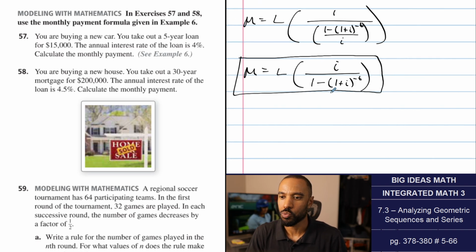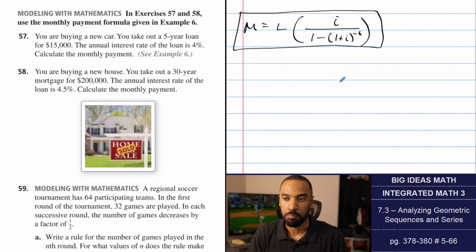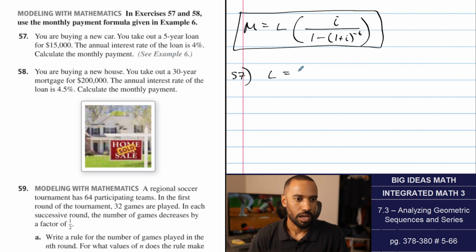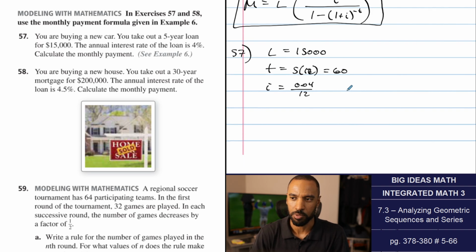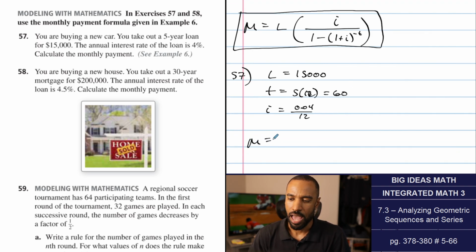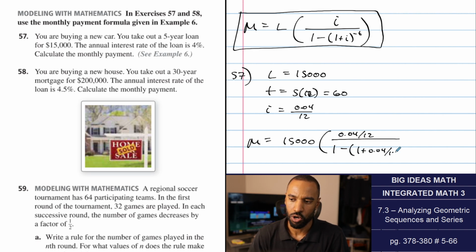Okay, so for this one we need the monthly payments. For 57 revisited, we have an L of 15,000. T is 5 times 12, which is 60 months. I is 0.04 over 12. So we're going to say M equals 15,000 times 0.04 over 12 divided by 1 minus 1 plus 0.04 over 12 raised to the negative 60th power.